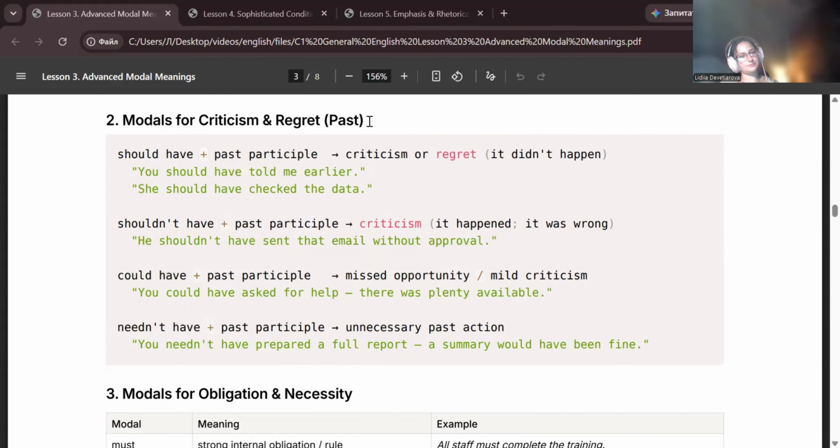Needn't have plus past participle. Unnecessary past action. You needn't have prepared a full report. A summary would have been fine. Like, you did not have to do it.